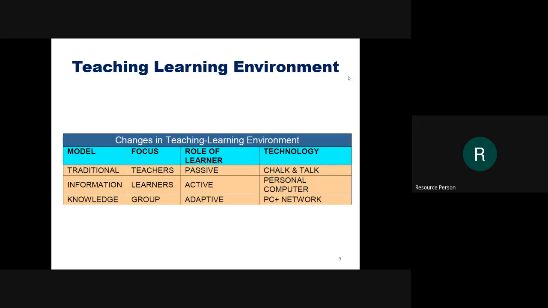And here a PC is there, so a personal computer also is required. With technology, if the teacher's lecture is recorded, then on the personal computer that lecture can be played 2 times, 3 times, and a student will take an active role instead of the teacher. So understand that this was the first transition, traditional to information.